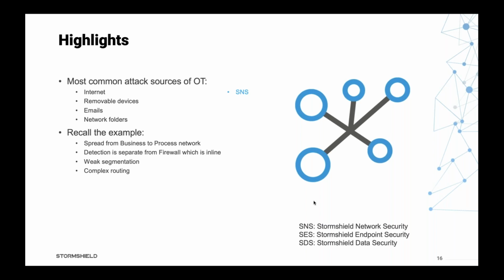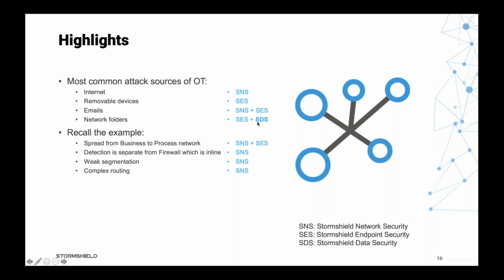So to take an example, SNS normally is our term to say Stormshield Network Security, so the next generation firewalls. E is endpoint and D is data security. We did not mention it here, but these are just examples of how we are addressing this. So attacks from the internet we handle using SNS, and removable devices with SES. We have excellent control over how to avoid all kinds of attacks and execution from removable devices. For emails, we use SNS and SES.